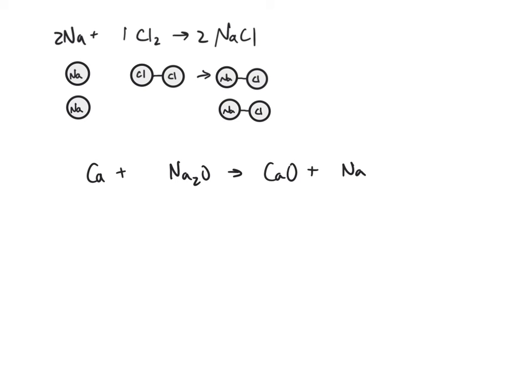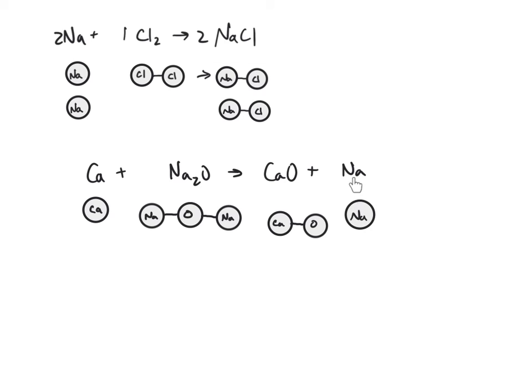Now if I write out my little cartoon drawings underneath each one, the first thing I'm going to do is put in 1 atom of calcium right here. Next, I'm going to draw out this molecule with sodium on either side and an oxygen in the middle. Next, I'm going to draw just calcium bonded to oxygen. And finally, once again, just an atom, but this time it's an atom of sodium.